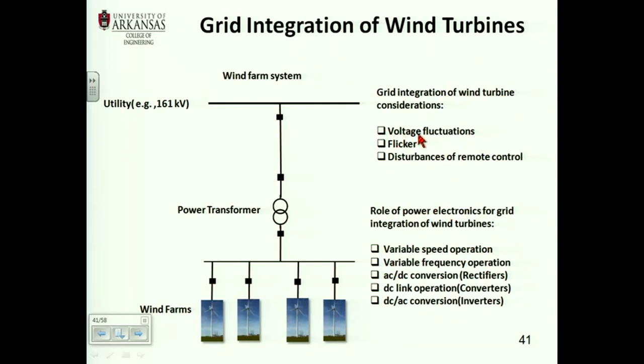And the problems that you have are voltage fluctuation and flicker. Because as the power changes, what's happening? The current changes. As the current changes, what's happening? The voltage drop changes. So you understand what voltage fluctuations are after having done the voltage regulation.